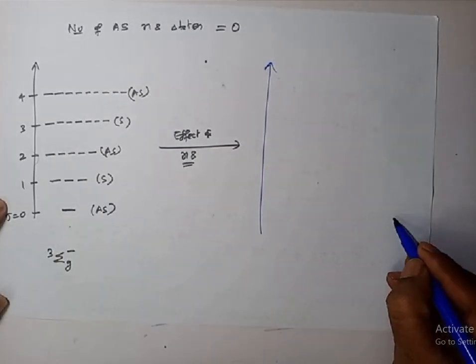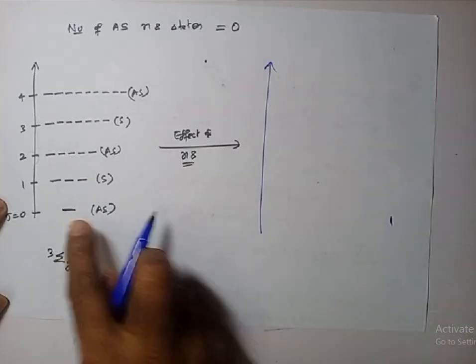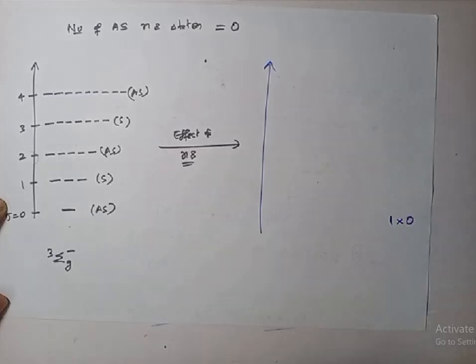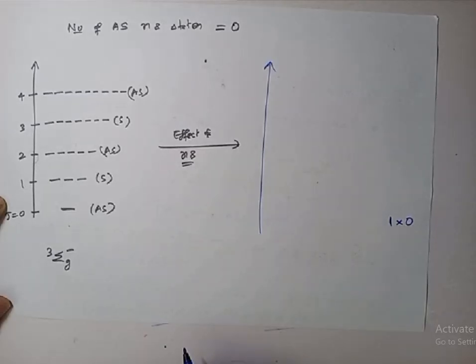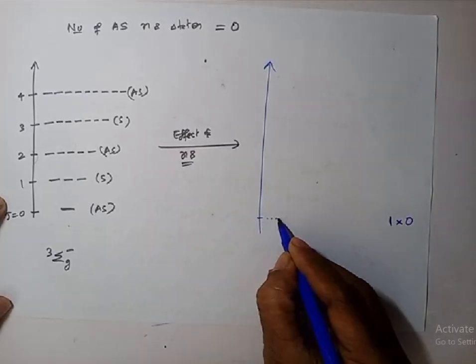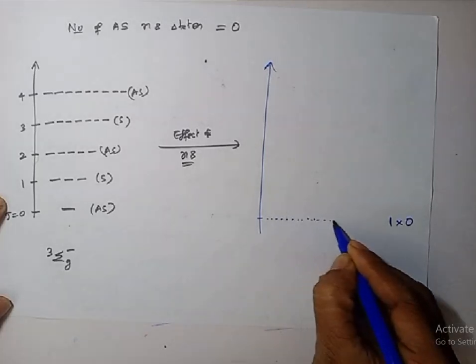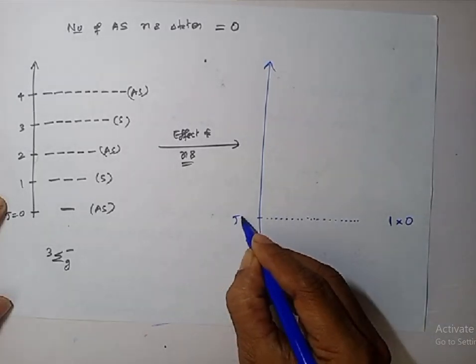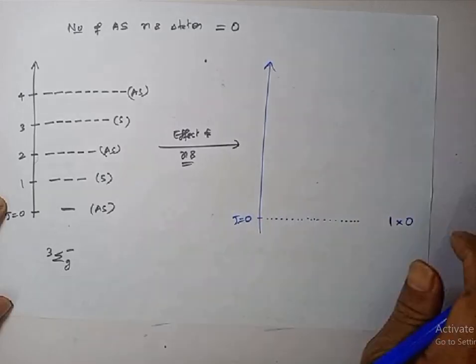No states. Here I have one rotational state, but 0 antisymmetric state. 1 into 0, 0. So there is no state here. I just put a dotted line. J equal to 0 level has no state at all.